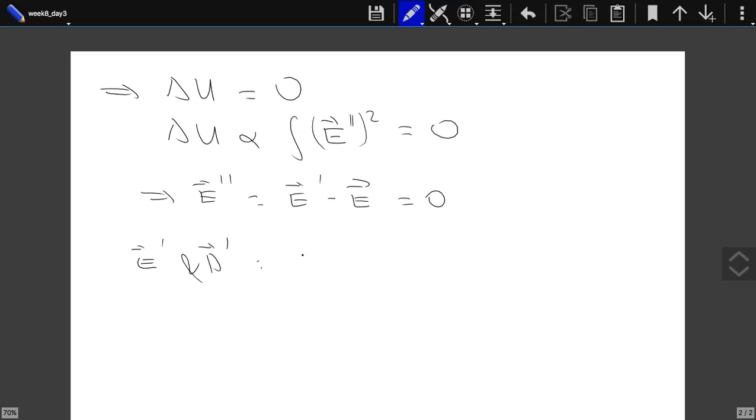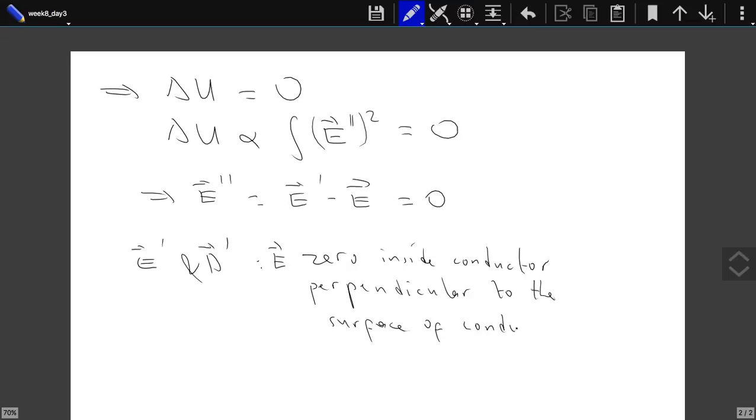They should be 0 inside the conductor. D is 0 inside the conductor. Well, D is proportional to E. Well, not really. E is 0 inside the conductor, yes. And they are perpendicular to the surface. But I don't impose any other condition on E prime and D prime. Then the energy corresponding to this E prime and D prime will be larger. That is what the book means by the minimum.